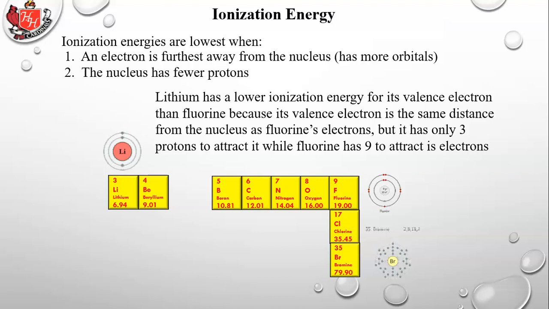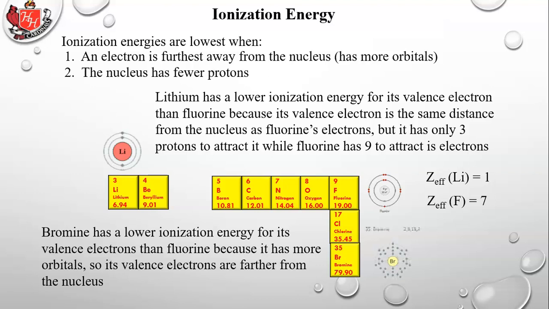So fluorine has a Z effective number. Its outside electrons, valence electrons, feel a pull of 7 protons, whereas lithium's 1 valence electron only feels the pull of 1 proton. So that means it's a lot harder. Those outside electrons are feeling a greater pull, and therefore it's harder to pull the fluorine valence electrons away than it is to pull the lithium valence electron away. So Z effective for lithium is 1. Z effective for fluorine is 7.